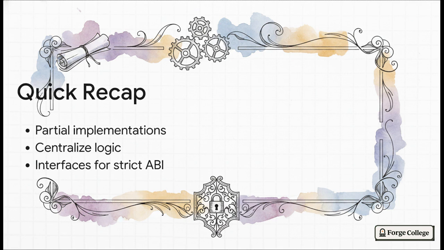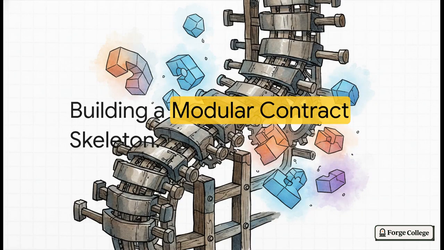Remember that interfaces are still incredibly useful, but they are strictly for defining an external ABI without any of the extra baggage. And finally, remember our keywords. Virtual leaves a blank space in your base contract, and override fills it in within your derived contract. And that perfectly sets the stage for where we are heading next.